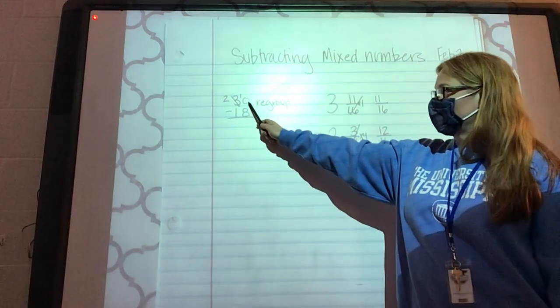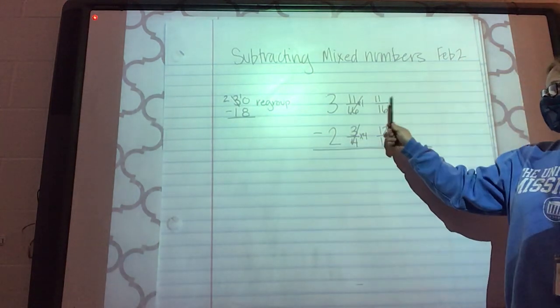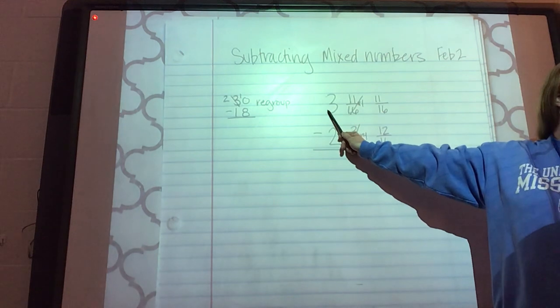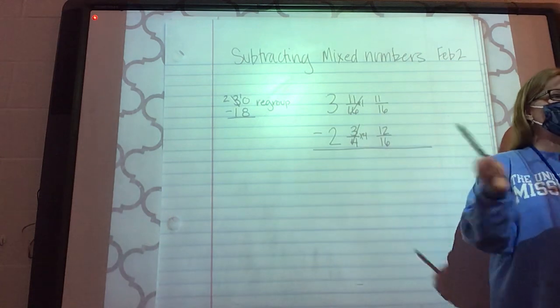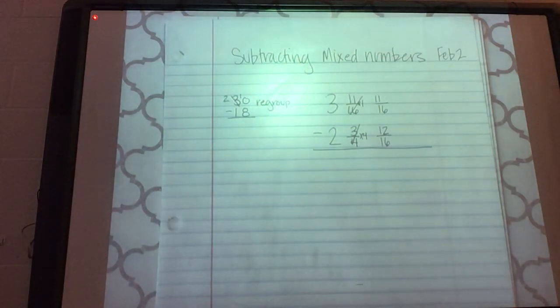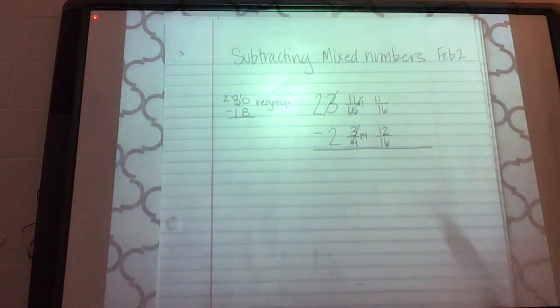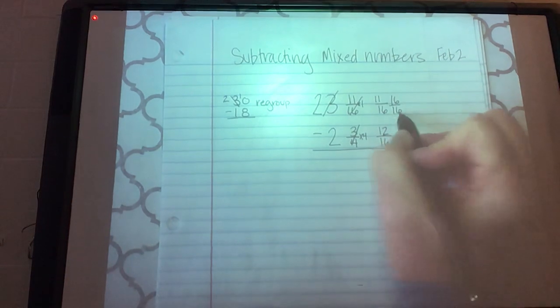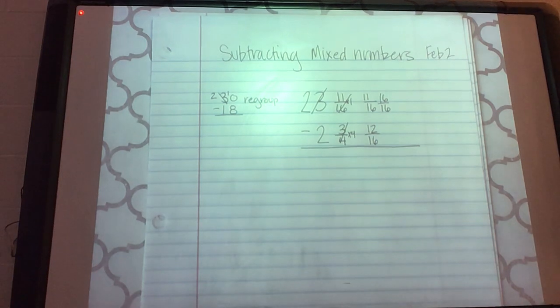In this situation, we went over to the tens place and borrowed a group of 10, right? In this situation, we have to go to the whole number. So when we take one away from the whole number, our whole becomes a fraction. All you have to do is look at your denominator. We borrowed 16/16. Where did I get the 16 from? My denominator.